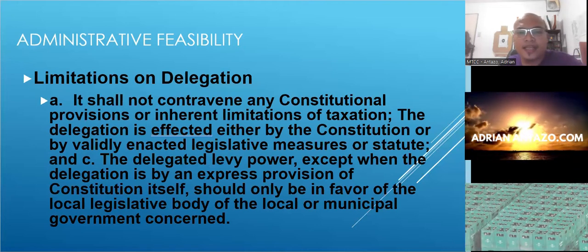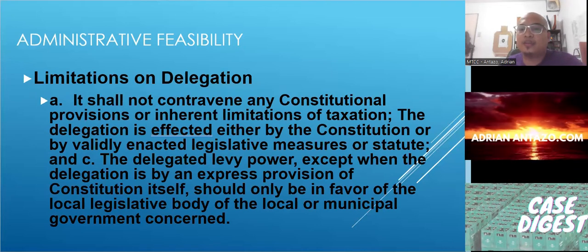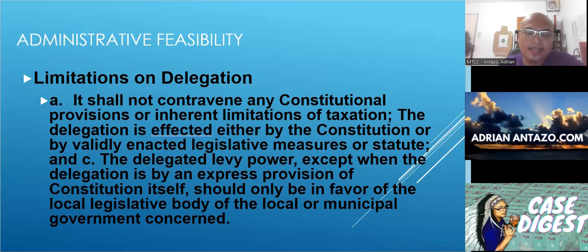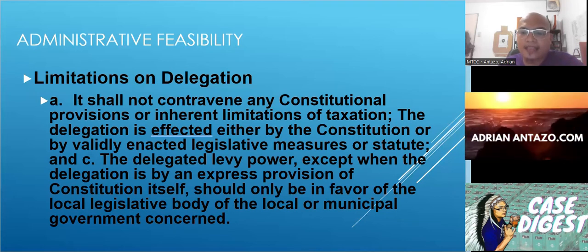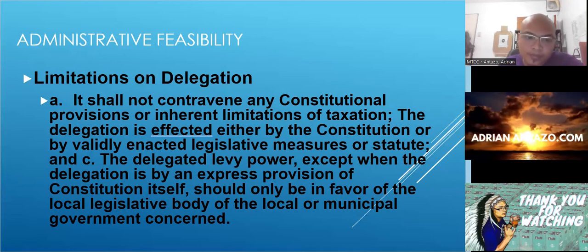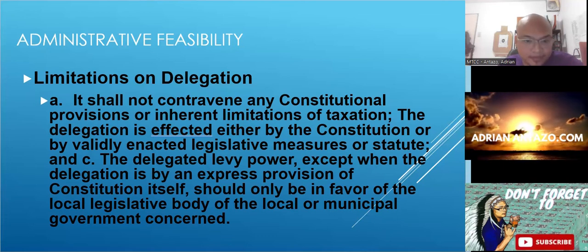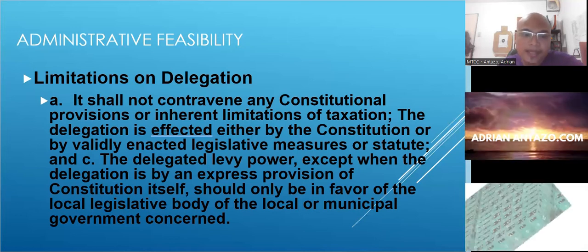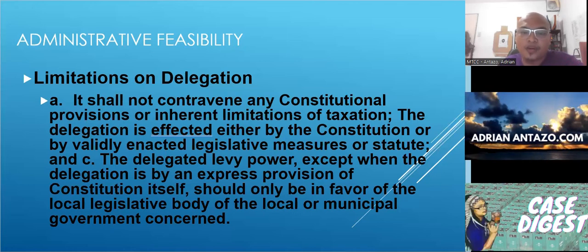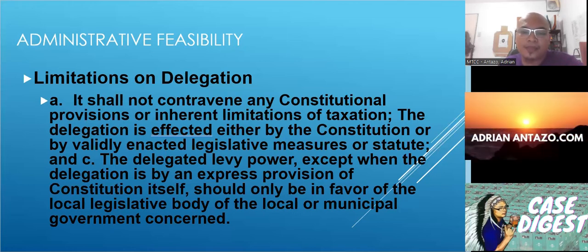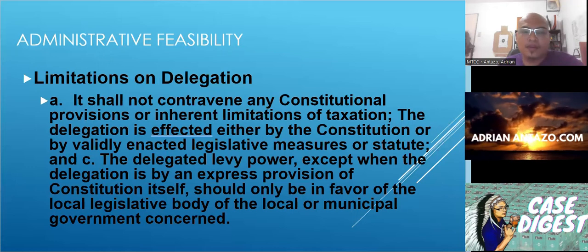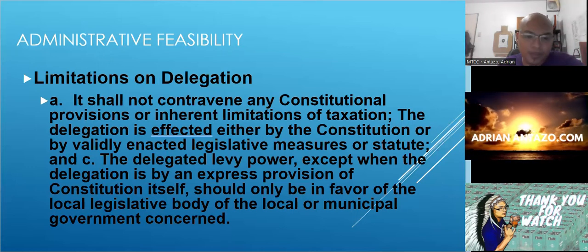Next, we have the limitation on delegation. Okay, so it shall not contravene any constitutional provision or inherent limitation of taxation. The delegation is effected either by the Constitution or by valid enactment of legislative measure or statute. And the delegated levy power, except when the delegation is by an express provision of the Constitution itself, should only be in favor of the local legislative body of the local or municipal government concerned. So this is an additional limitation of the delegated power to the local government unit.